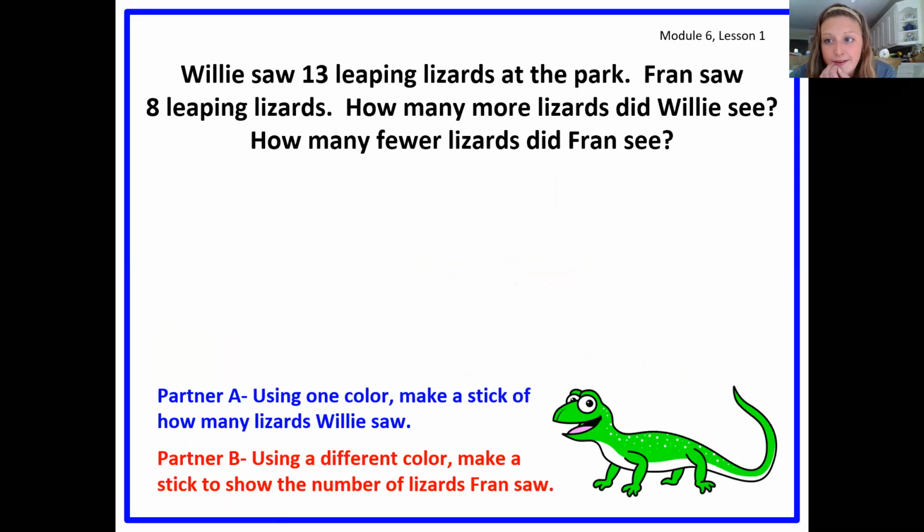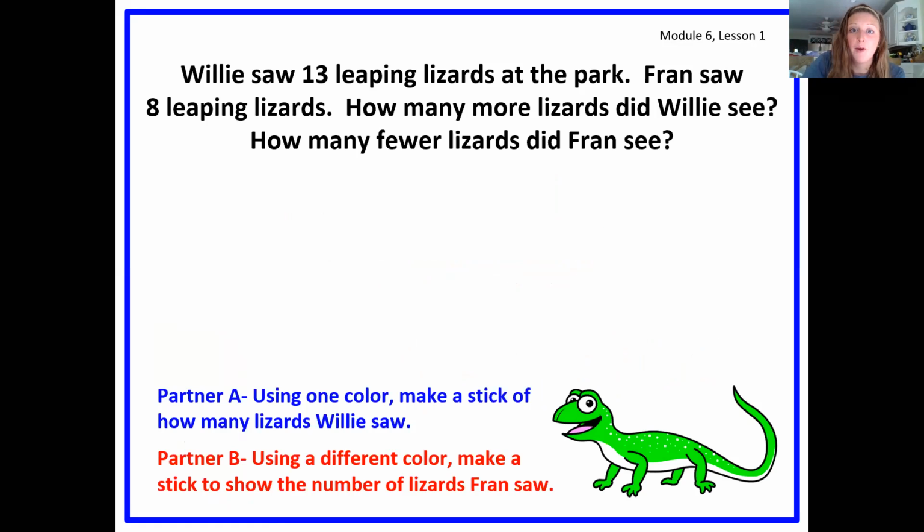The last one I want you guys to look at says that Willie saw 13 leaping lizards at a park. Fran saw 8 leaping lizards. How many more lizards did Willie see? How many fewer lizards did Fran see? Go ahead and you can draw it out with me.